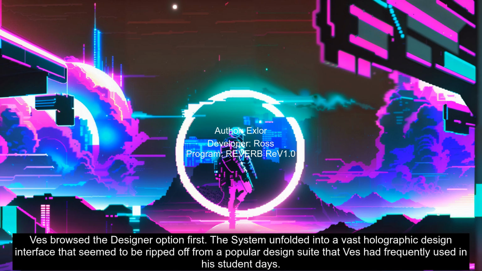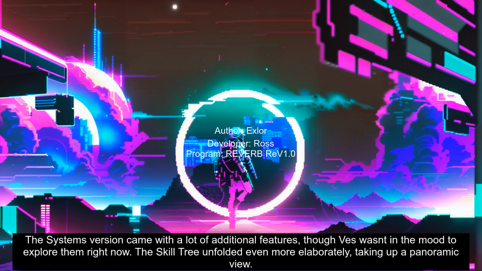Vess browsed the designer option first. The system unfolded into a vast holographic design interface that seemed to be ripped off from a popular design suite that Vess had frequently used in his student days. The system's version came with a lot of additional features, though Vess wasn't in the mood to explore them right now.